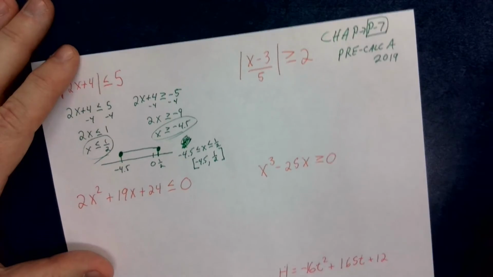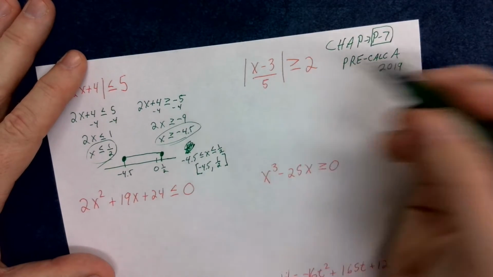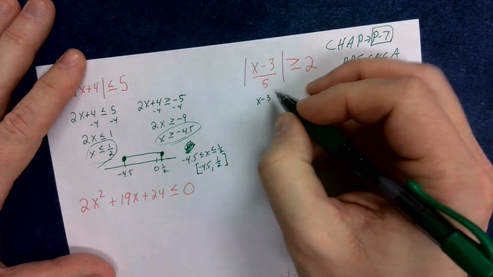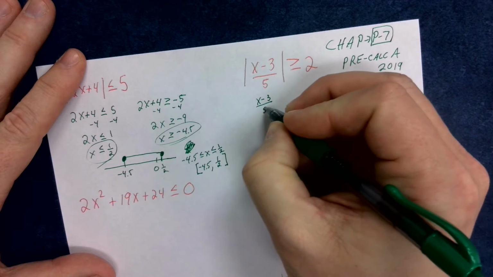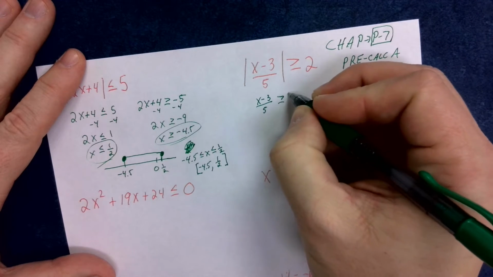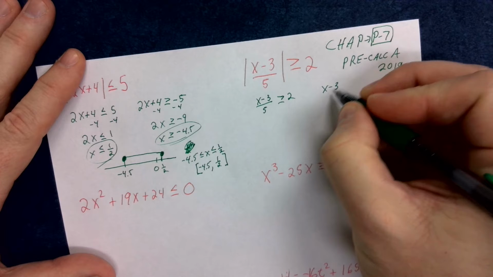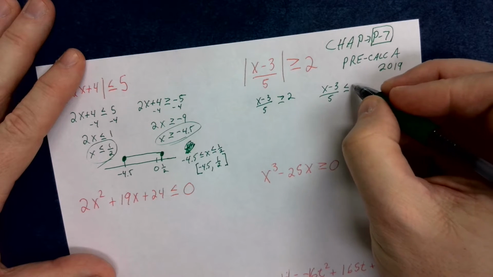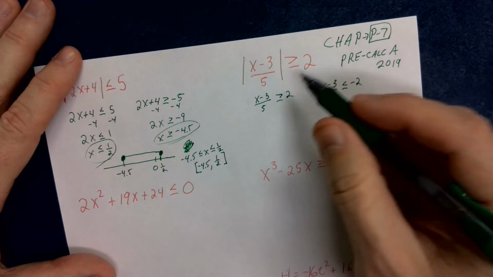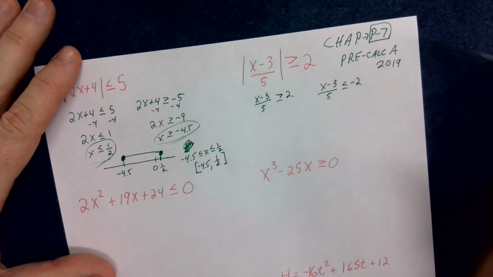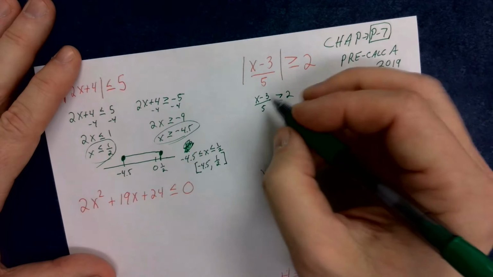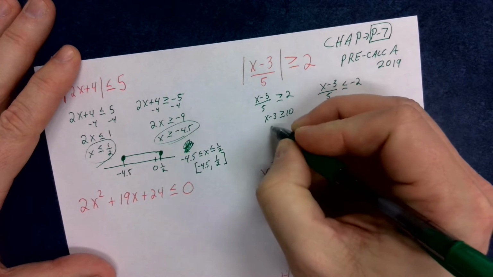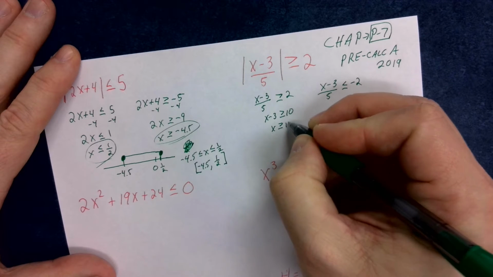Let's do the next one right here. The absolute value, and then you got a fraction. Same thing again. We got (x minus 3) over 5 is greater than or equal to 2, and we have (x minus 3) over 5 is less than or equal to negative 2. So again, flip the signs and change it to a negative. So here we go. We get x minus 3 is greater than or equal to 10, and x is greater than or equal to 13.